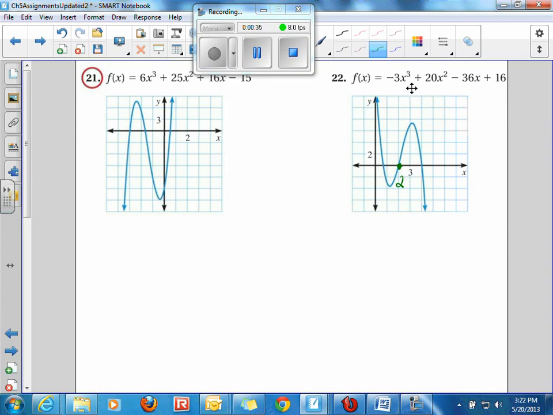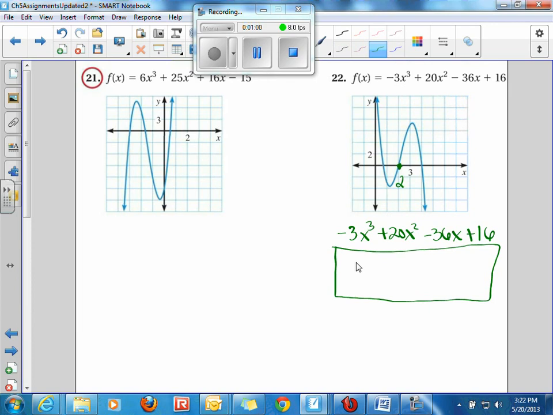Check your equation. It's got negative 3x cubed plus 20x squared minus 36x plus 16. It has power 3, power 2, power 1, and constant here, so it has all the things that it needs to have. I'm going to copy that down here so that I can do my synthetic division. Copy the coefficients into the box. Drop the first one out. And then I'm dividing by 2 here because 2 is the zero that I found on the graph.